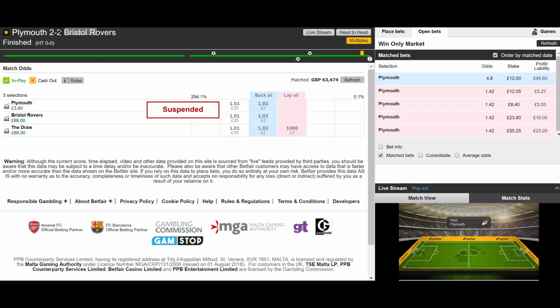But here we are, 2-2 at the end of the match, and we still made that profit in the end. And if I didn't make that profit and Plymouth did win, then it wouldn't be the end of the world because there's no money lost at all. So yeah, good example there.